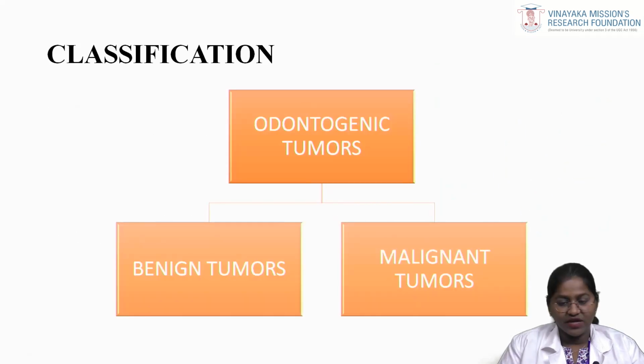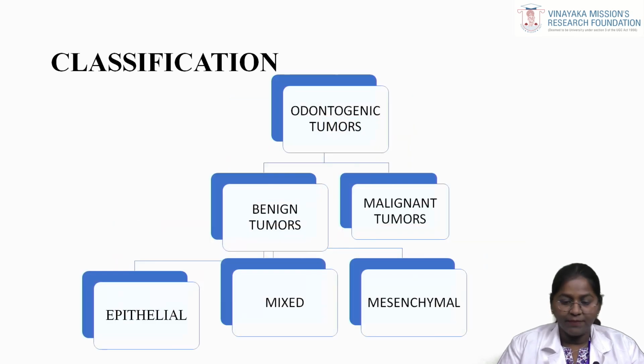And classification. Moving on to the classification, odontogenic tumors are basically classified into benign and malignant. So again, benign tumors are classified based on their origin into epithelial origin, mixed origin and then mesenchymal origin. That is, these epithelial odontogenic tumors arise from the epithelial tissues and then mixed odontogenic tumors arise from both epithelial tissues and then the mesenchymal tissues of the tooth forming tissue. And then coming to the odontogenic tumors of the malignant origin. So this is of separate classification.